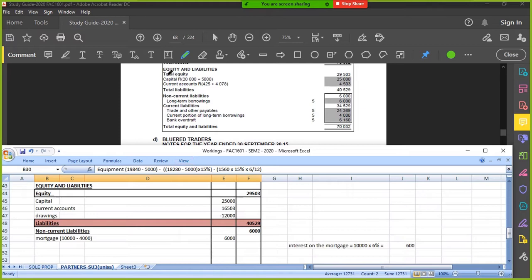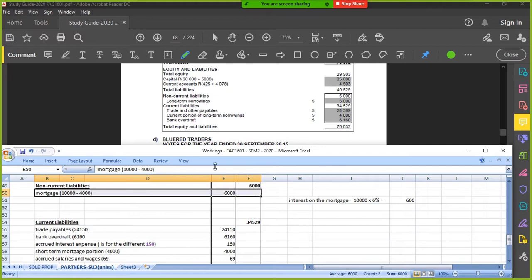Equity, okay, they've shown only capital and current. Okay, I've left drawings here as well. Right, you can close drawings if you want to, but then you'll just show a working, current minus drawings. I'm going to leave it as is here. All right, so this was 29503, that's fine.